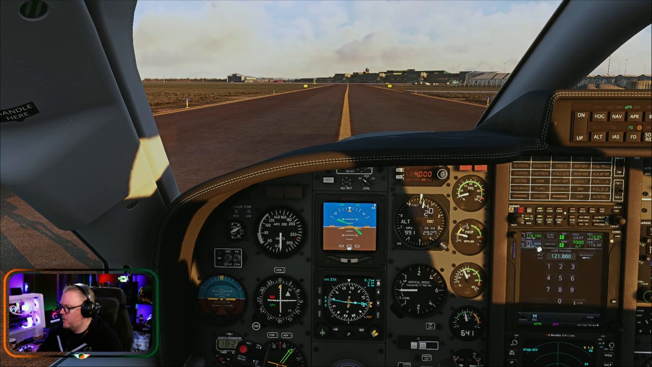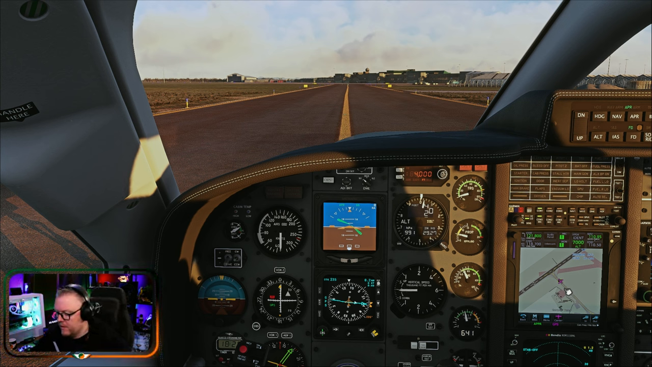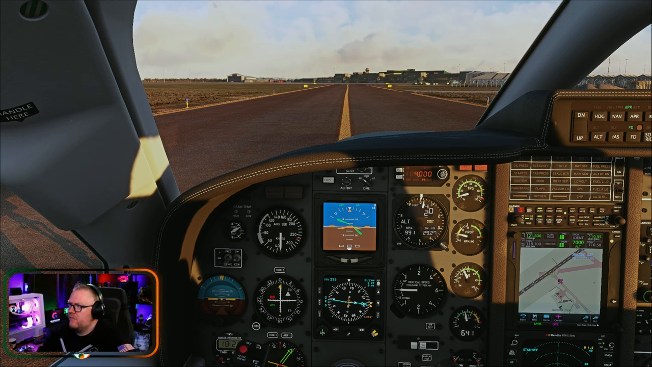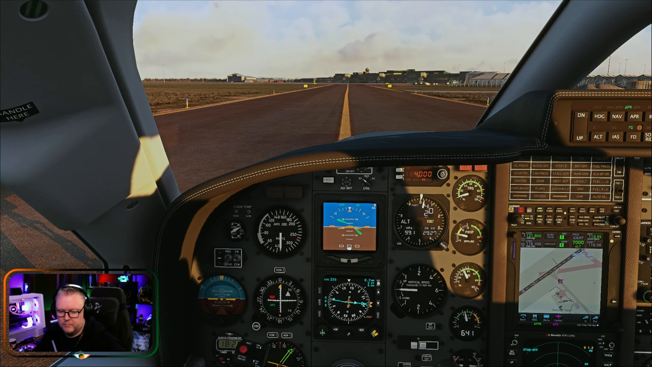Now we jump over to Ground. Transfer. Shannon Ground, Firefly 235, vacated runway 24 at Alpha. Request taxi to parking at General Aviation. Firefly 235, taxi Alpha and Apron to GA parking.